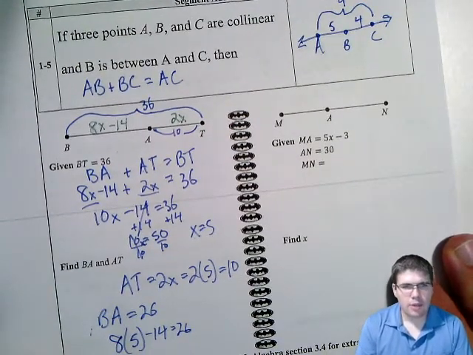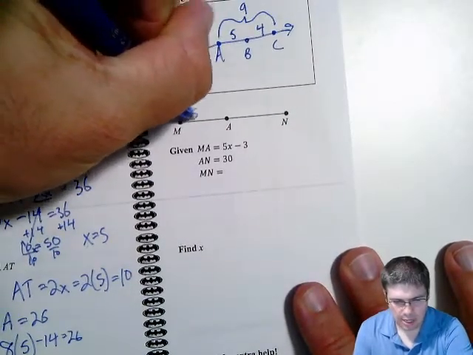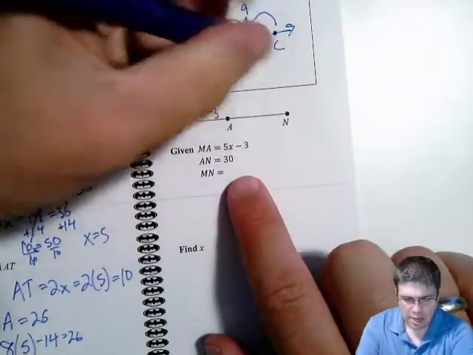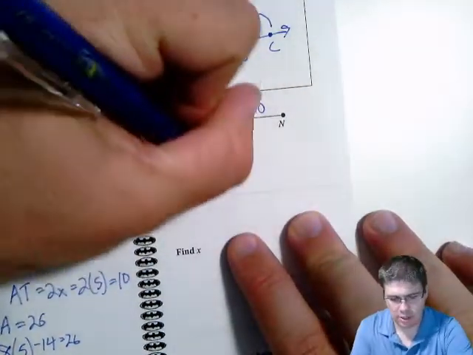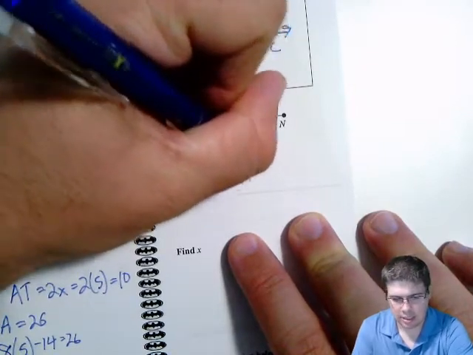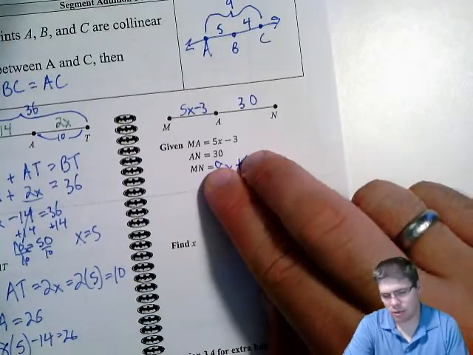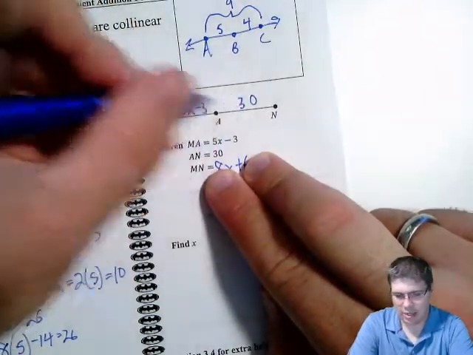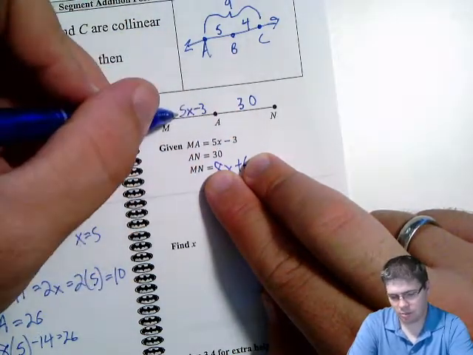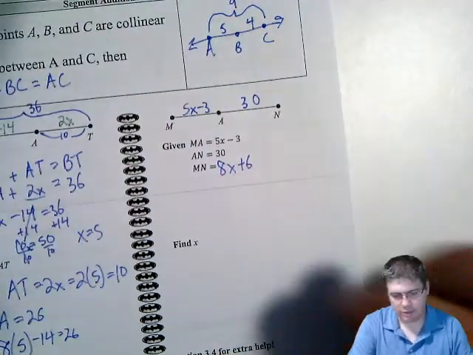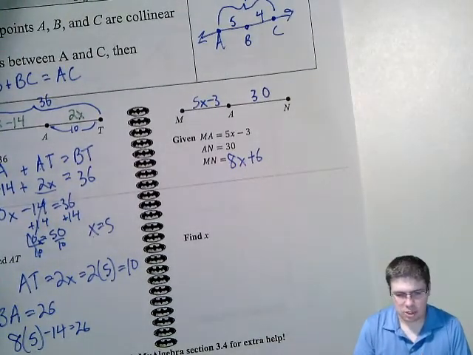All right, this next one, let's see, hopefully it's all here. We got MA is 5x minus 3, AN is 30, and then MN is supposed to be given. Sorry, this should be 8x plus 6. That should be a given. I didn't produce that. Otherwise, if that wasn't given, you can figure out what MN is by just adding these two together, and it would be 5x minus 3 plus 30, which would be essentially 5x plus 27. But we do have this, so we can actually set up and solve and figure out what x is.